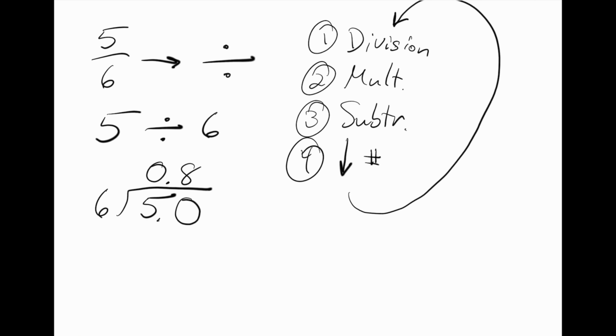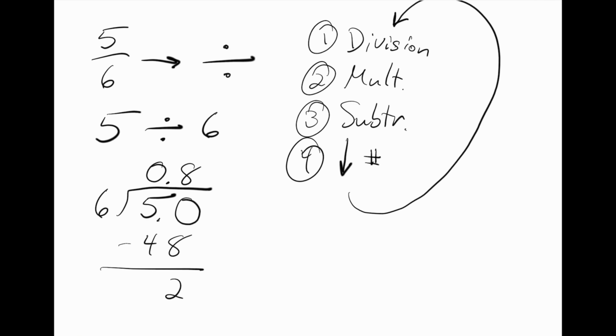6 times what? 6 times 8. If we remember our times table, 6 times 8 is 48. We do subtraction. That's our third step. 50 minus 48 is 2. Well, we could stop there, and we know that we have a decimal value that is roughly 0.8. That is, 5/6 is approximately equal to 0.8.